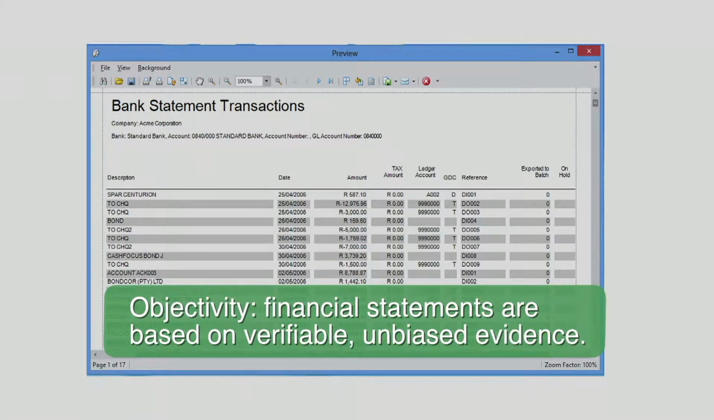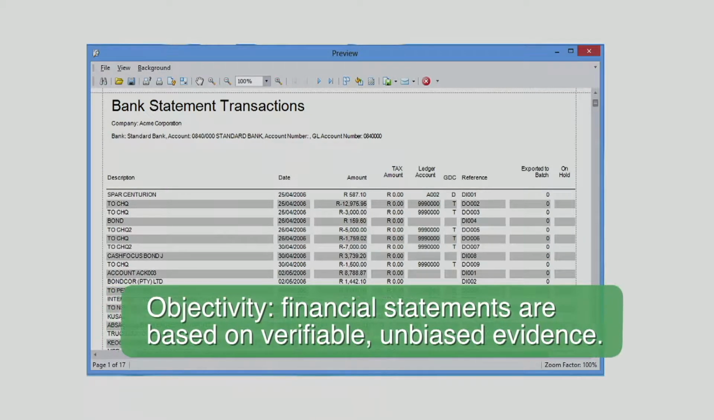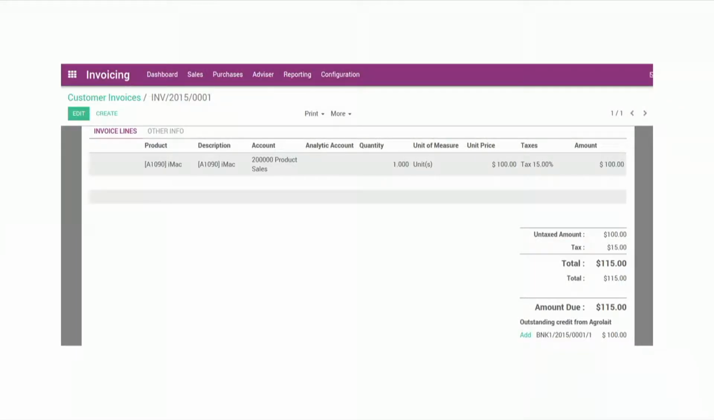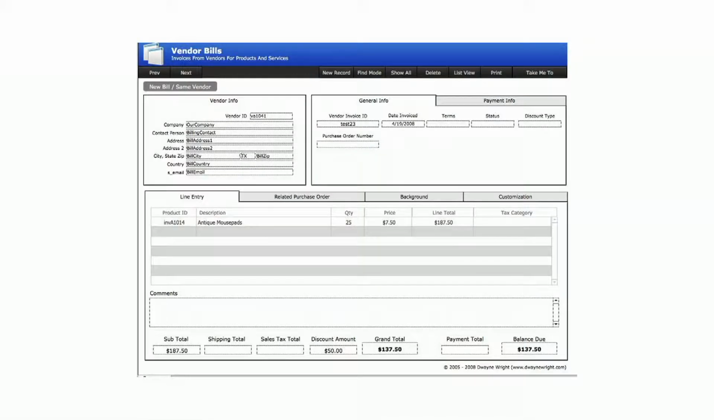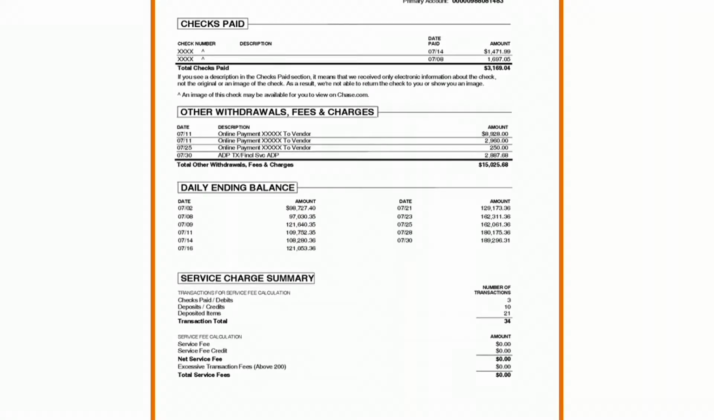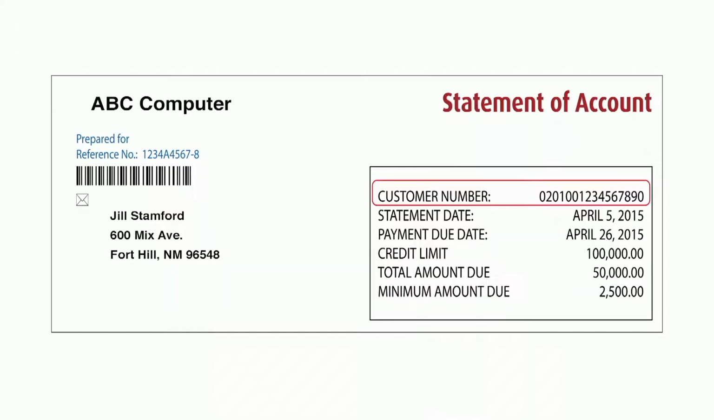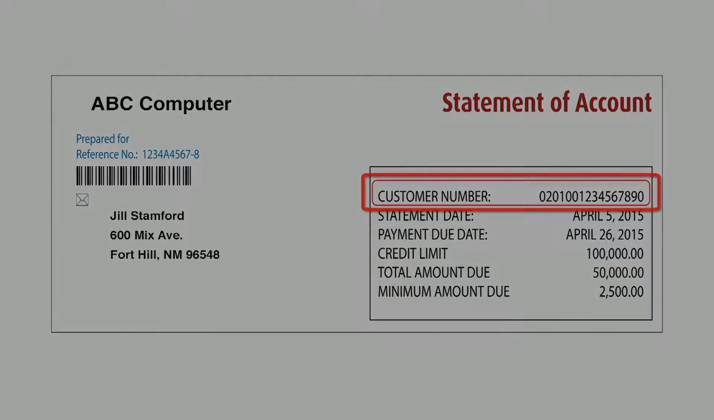Objectivity states that the balance sheet, income reports, and other financial statements of an organization are based on verifiable, unbiased evidence. Source documents can include customers' invoices, vendors' bills, check stubs, bank statements, and cash receipts. Typically, the documents have a unique identifier using a numeric or alphanumeric code to help in referencing. A source document may be created in paper or electronic format. The source documents provide evidence for the initial input to the accounting process.